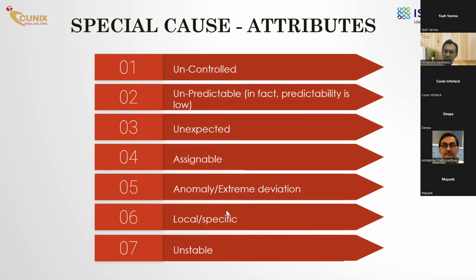So it can be considered as an anomaly, some extreme deviation. They are usually local in nature, originating out of a very specific place. So if it's a special cause, you can be sure that it's not happening at every step of the process. It's localized to some area of your process. And because of special cause of variation, your process becomes unstable. And that's where you start facing problems in your projects, in your work: cost variations, schedule variations, effort variations, a lot of service issues and defects, etc.